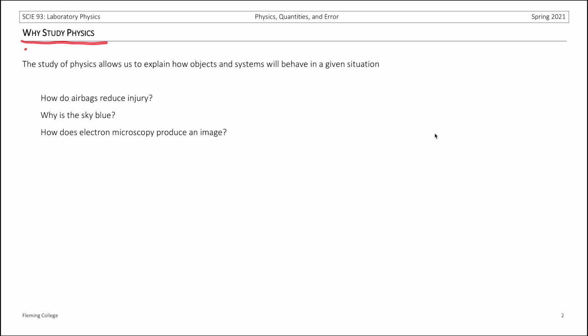First, let's consider why do we study physics. The study of physics allows us to explain how objects and systems behave, especially in given situations. And we can talk about understanding how airbags work or why the sky is blue, and we can even consider how electron microscopy produces an image.